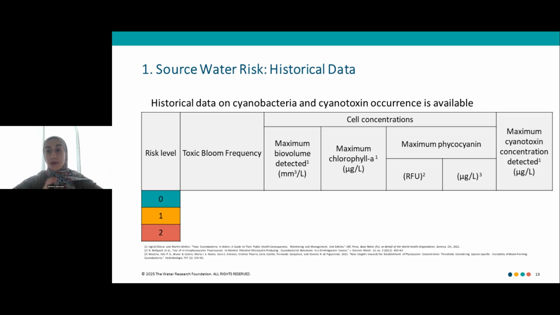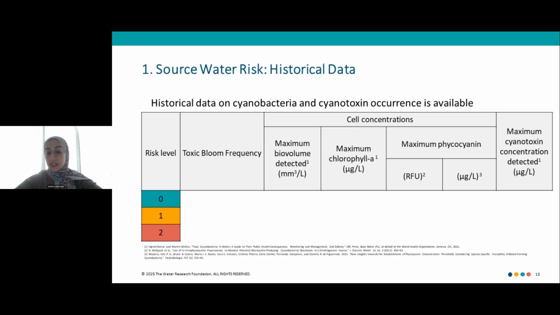And you can see the 3 parameters that we mentioned earlier: the bloom frequency, the cell concentration, and the cyanotoxin concentration. It's important to note, though, that for the cell concentration, we have 3 different ways to represent it. First, we have biovolume, we have chlorophyll, and we have phycocyanin. These 3 ways can be used as alternatives, but they are ranked. We know that biovolume is the most reliable way to express how much cyanotoxin you can have, followed by phycocyanin, and then followed by chlorophyll.